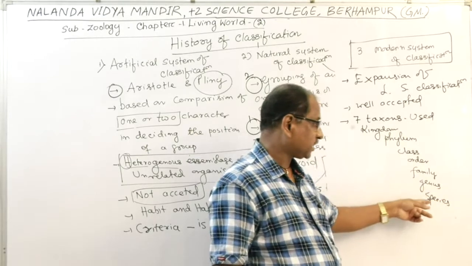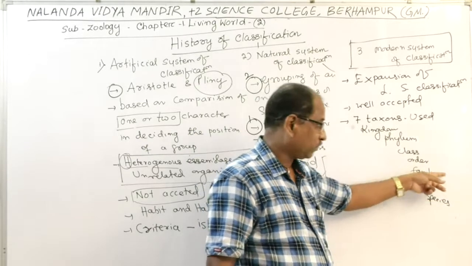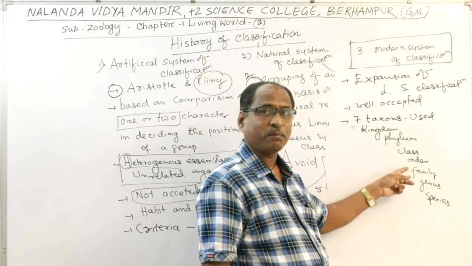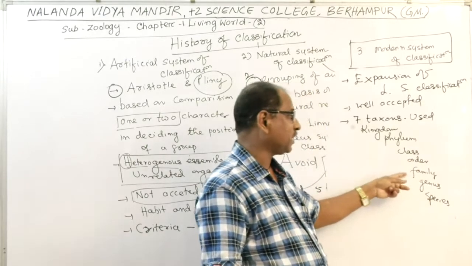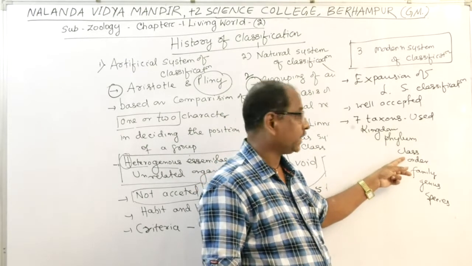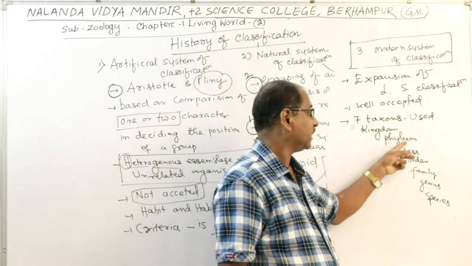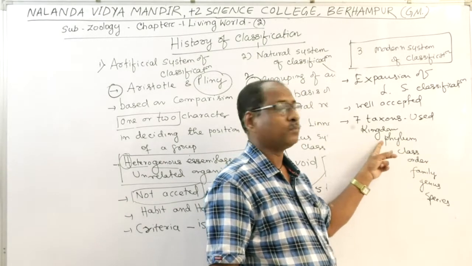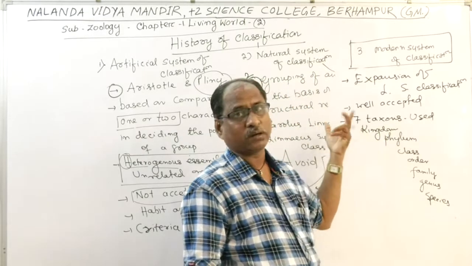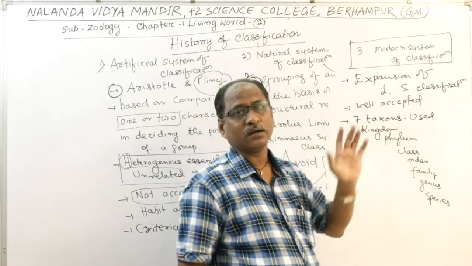A group of related species together form a genus. A group of related genera together form a family. A group of related families together form an order. A group of related orders together form a class, a group of classes together form a phylum, and a group of phyla together form the kingdom, the animal kingdom.